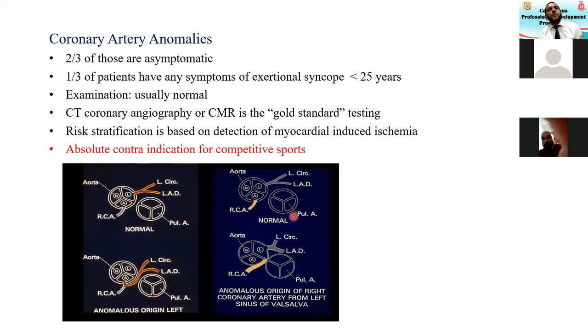The other condition, the second most common, is the coronary artery anomalies, where usually two-thirds are not symptomatic. One-third of the patients may have some exertional syncope.